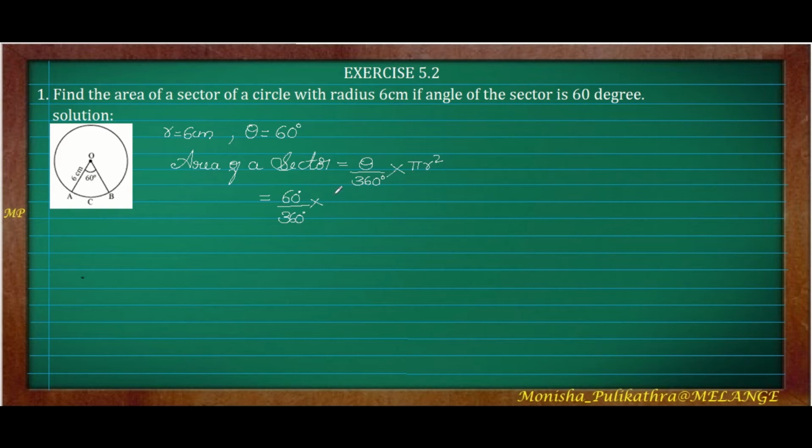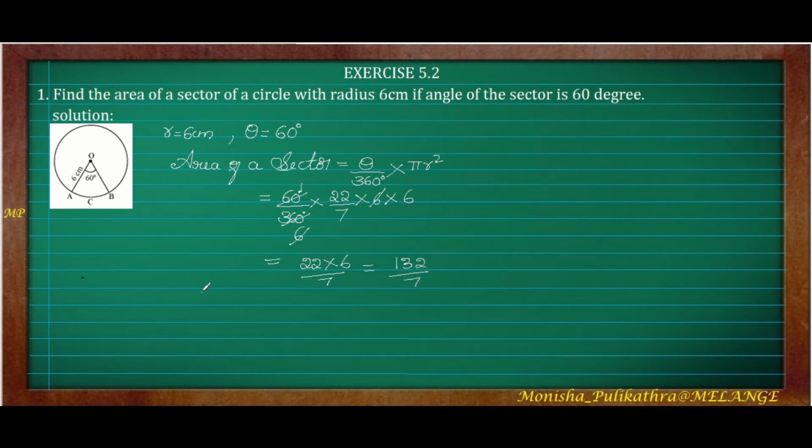We know that the value of pi is 22 by 7. So substitute 22 by 7 into r. R is 6, so that is 6 square, 6 into 6. Next, 6 ones are 6, 6 sixes are 36. Next this 6 and this 6 get cancelled. The remaining is 22 into 6 whole divided by 7. So which will be equal to 132 divided by 7.